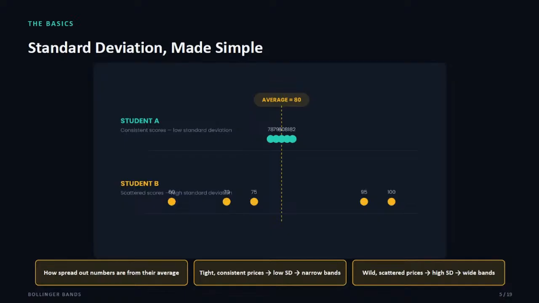That's genuinely everything you need to understand about the math behind this indicator. You don't need to calculate any of this by hand. Your charting platform does it instantly, automatically, on every candle. What actually matters is understanding what the number represents. Recent price volatility, translated into a visual width on your chart.